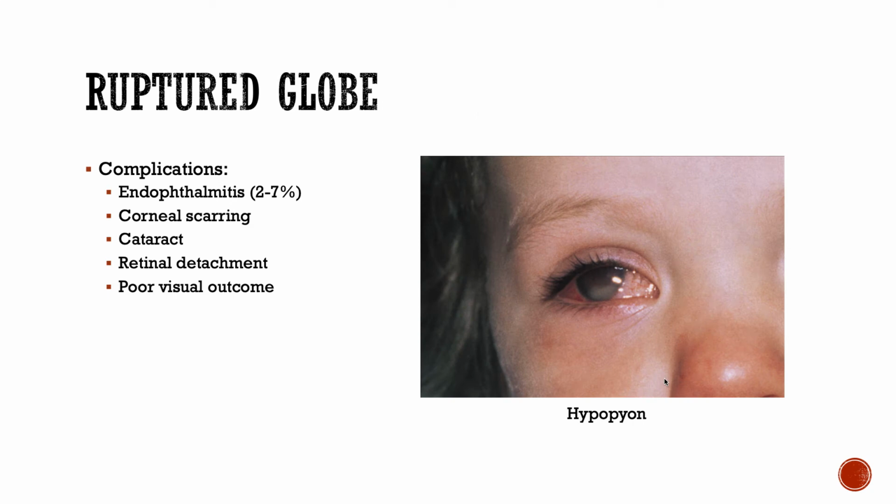So complications, we've already talked about it as well. Endophthalmitis, an incidence of anywhere from 2 to 7%, but you could also see other injuries associated with it: scarring, cataracts, and retinal detachment. Similar to a hyphema, hypopyon is just layering of that leukocytic infiltrate, that pus, in the anterior chamber. So you may see that as well associated with ruptured globe endophthalmitis.